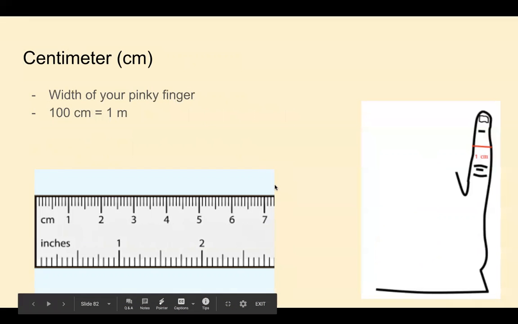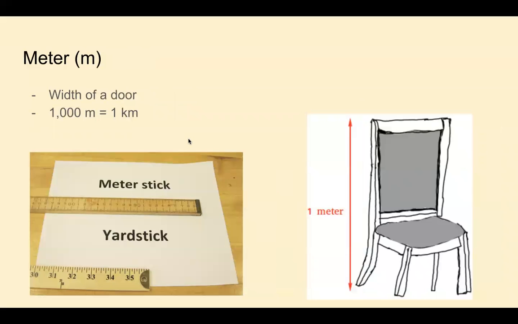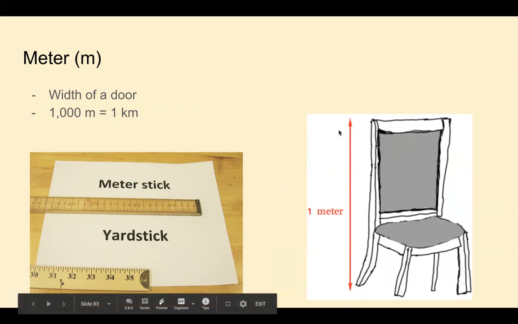A centimeter is about the width of your pinky. So if you look at the image on the right, your pinky, how wide it is. There are 100 centimeters in 1 meter. A meter is about the width of a door or even the height of a chair.